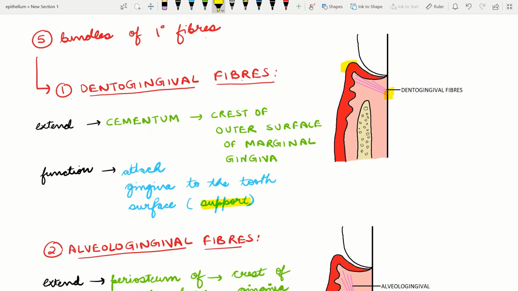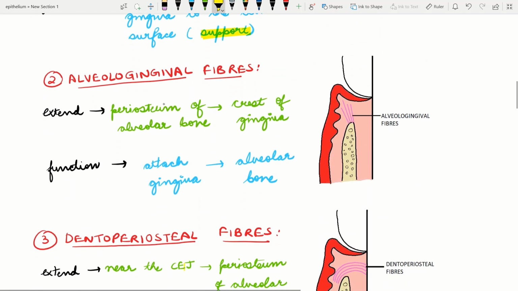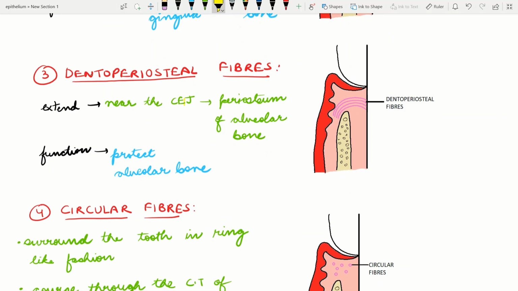The second group of fibers that we will discuss here is the alveologingival fibers. As the name suggests, these fibers extend from the periosteum of the alveolar bone to the crest of the gingiva. What is their function? They attach the gingiva to the alveolar bone. As you can see here, they are attaching the gingiva to the alveolar bone. Now the next group of fibers is the dentoperiosteal fibers. These fibers extend near the CEJ. You see here, near the CEJ.